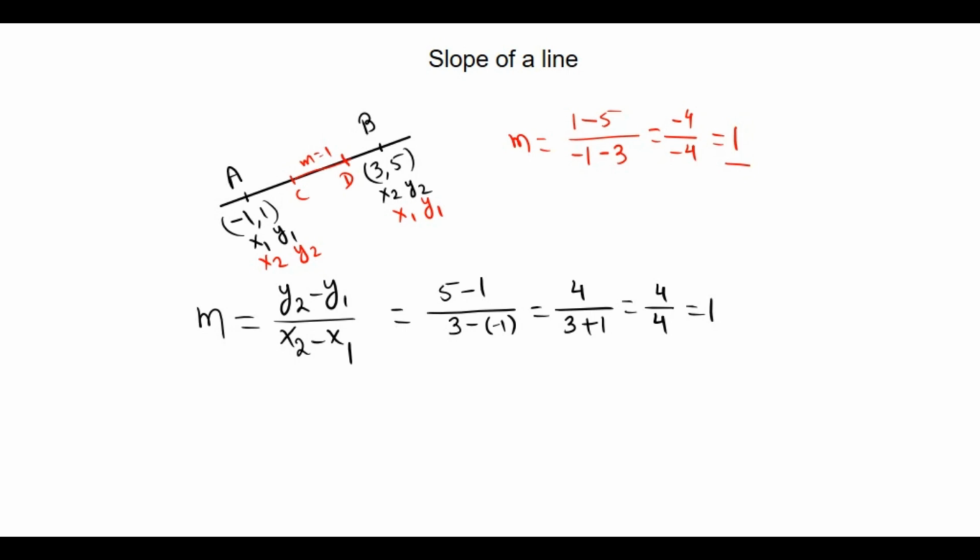If you take the slope of this entire section from P to Q, the slope of the line PQ is also 1. The slope of a line is always a constant, a fixed value.